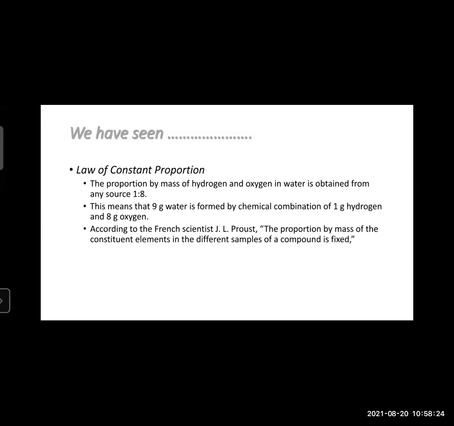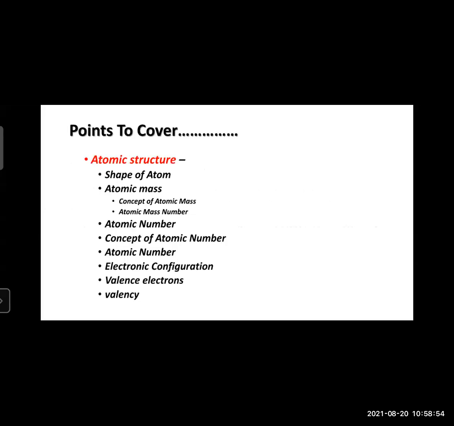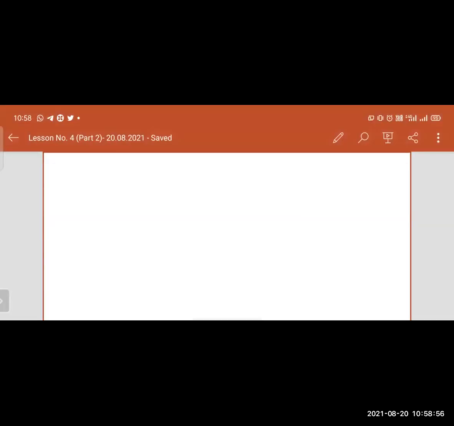This means that 9 grams of water is formed by chemical combination of 1 gram of hydrogen and 8 grams of oxygen. So in definition, according to the French scientist J.L. Proust, the proportion by mass of the constituent elements in different samples of a compound is fixed. It is totally fixed.